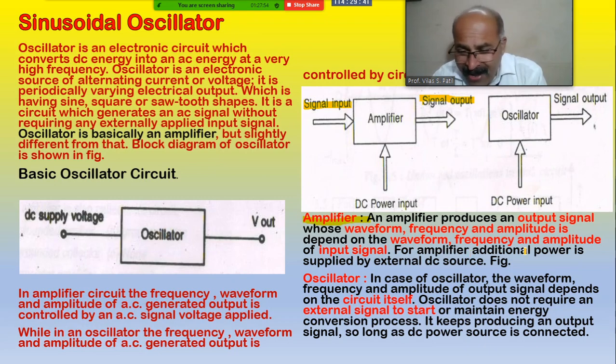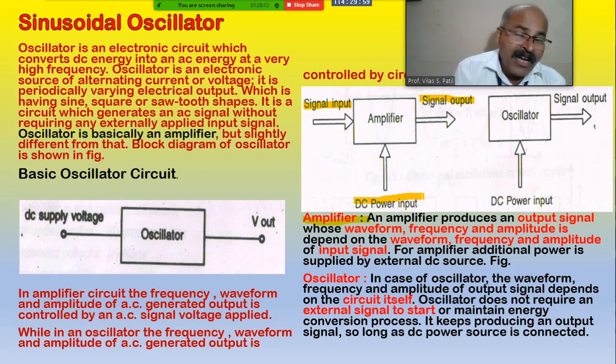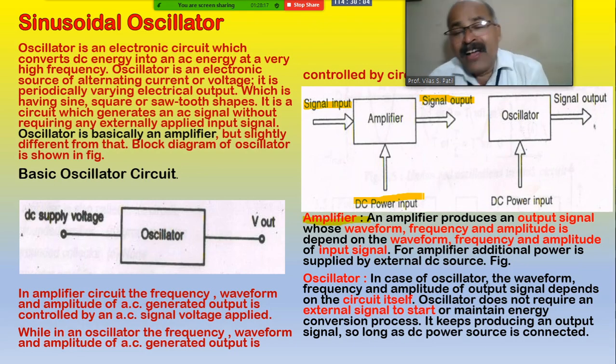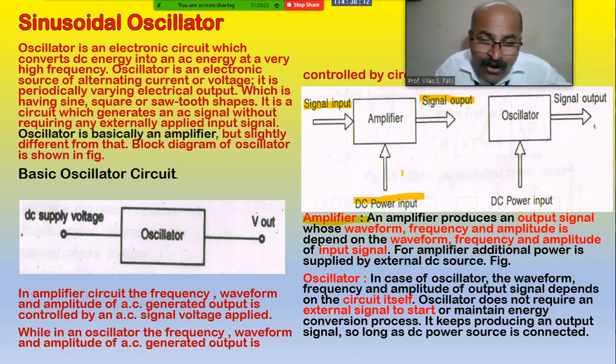For amplifier, additional power is supplied by the external DC source. Amplifierला आणखीन एकाची गरज आहे, that is the external DC power ची गरज आहे. म्हणजे डीसी पॉवर पण त्याला लागते, एसी सिग्नल पण द्यावा लागतो, मग एम्प्लिफायरमध्ये आपल्याला आउटपुट सिग्नल मिळतो, एसी सिग्नल मिळतो. पण त्या एसी सिग्नलचा जो काही आपल्याला वेव्ह फॉर्म आहे, मॅग्निट्यूड म्हणजे अँप्लिट्यूड आहे आणि फ्रिक्वेन्सी ती मात्र डिपेंड कशावर असते मित्रांनो? इनपुटवरती डिपेंडंट असते.